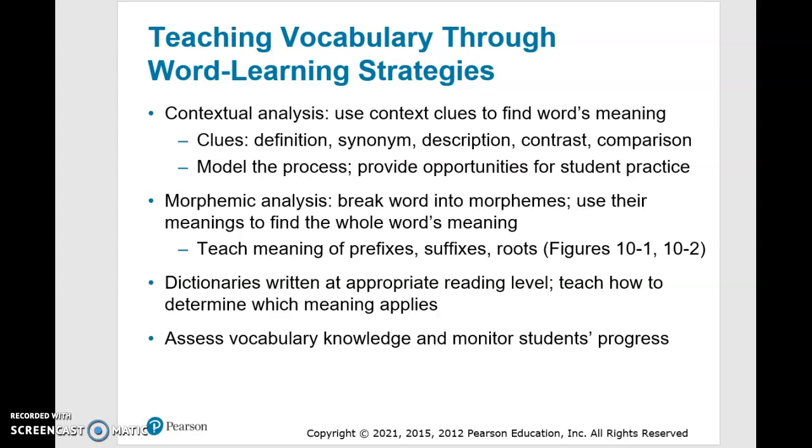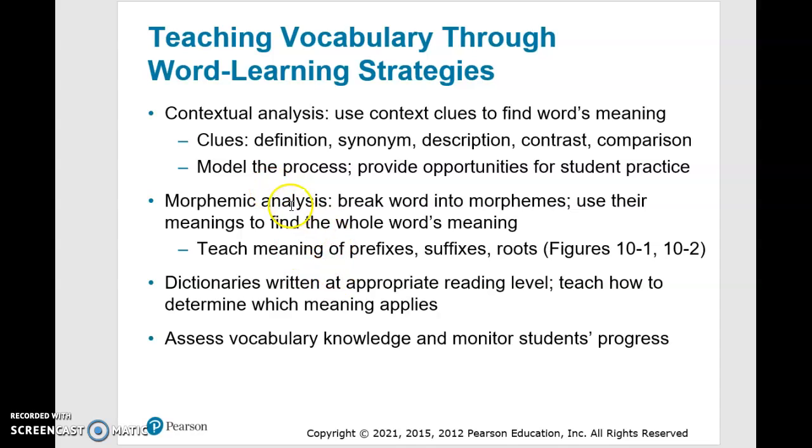So you also want to think about word learning strategies. So contextual analysis: using those context clues to find what a word might mean. You could look for a definition, synonym, description, contrast, comparison, stuff like that. And you want to make sure you're modeling this process and being explicit. Your students with learning problems, they're not going to just get this naturally. You're going to need to model this for them and show them, let me look at the picture in this science book. Let me see if I can determine what this word might mean. Let me read before and after this word that I don't know and see if I can use the context to figure out what it might mean.